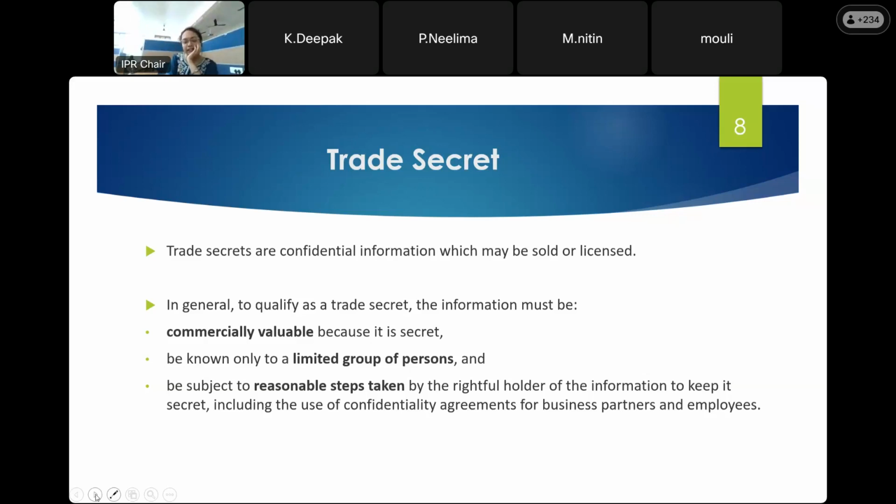Please do not get confused between trade secret and trademark. Trademark is a different IP that we will discuss later. This is trade secret. Remember the word secret.